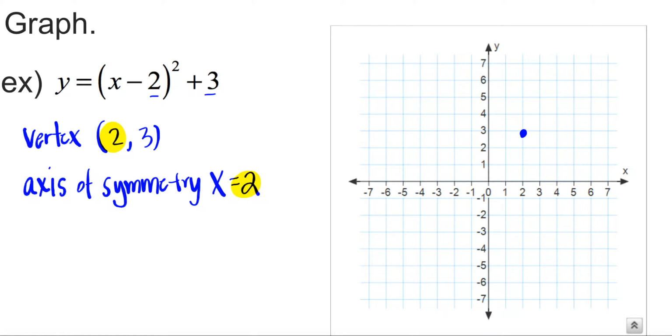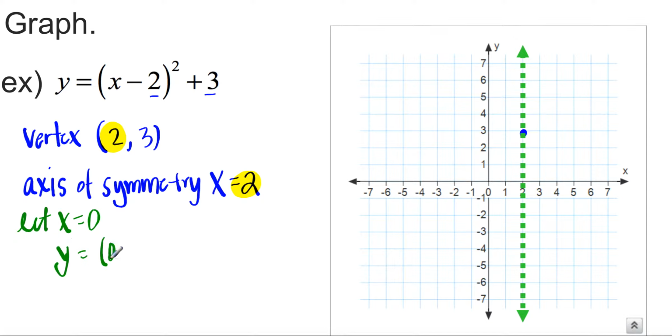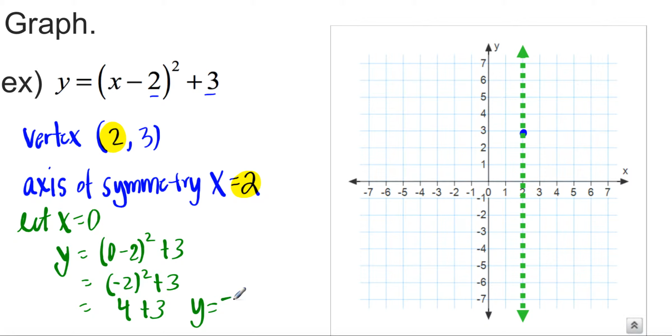So I'm going to go ahead and plot the axis of symmetry. It's a dotted line. And then the next thing I need to do is find the y-intercept. To get the y-intercept, we just let x equal 0 and plug it in. y is equal to 0 minus 2 squared plus 3. 0 minus 2 is negative 2 squared plus 3. Negative 2 squared is 4 plus 3, so y is 7. So let's plot the point (0, 7).